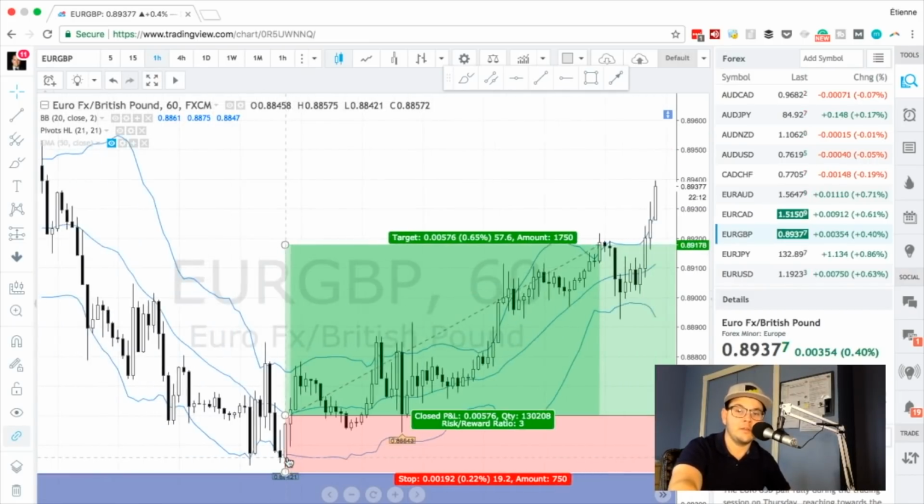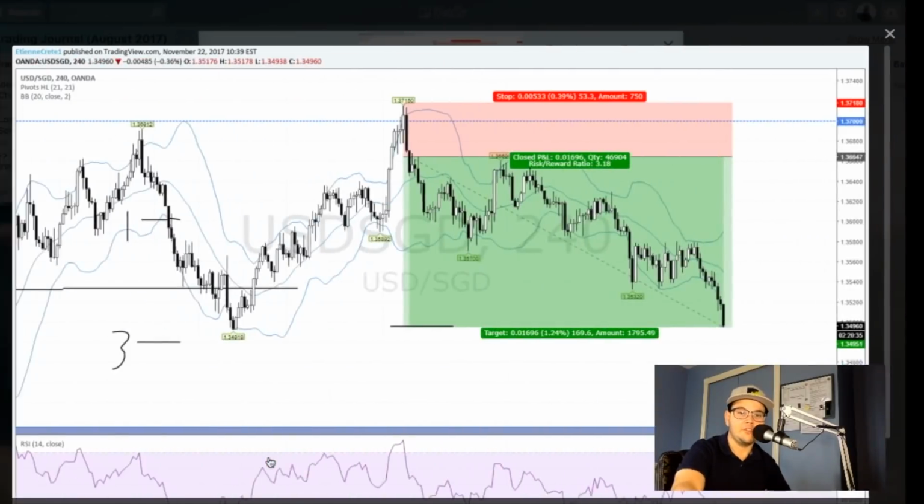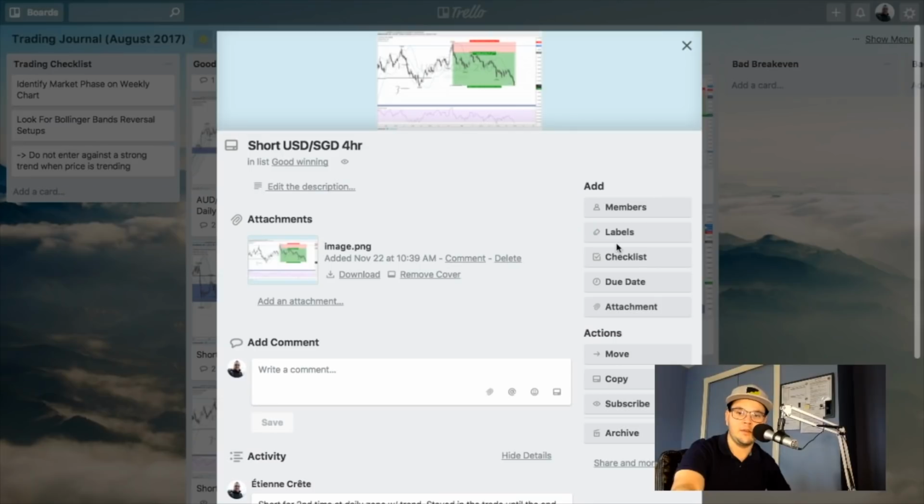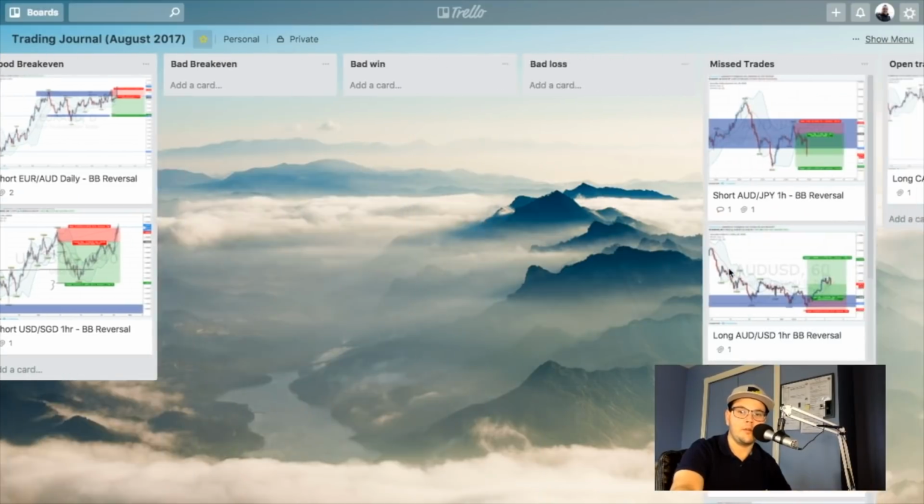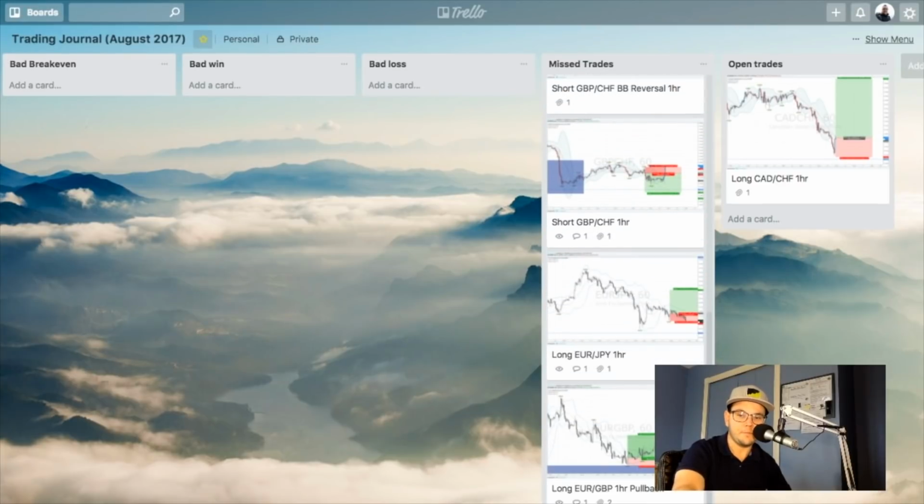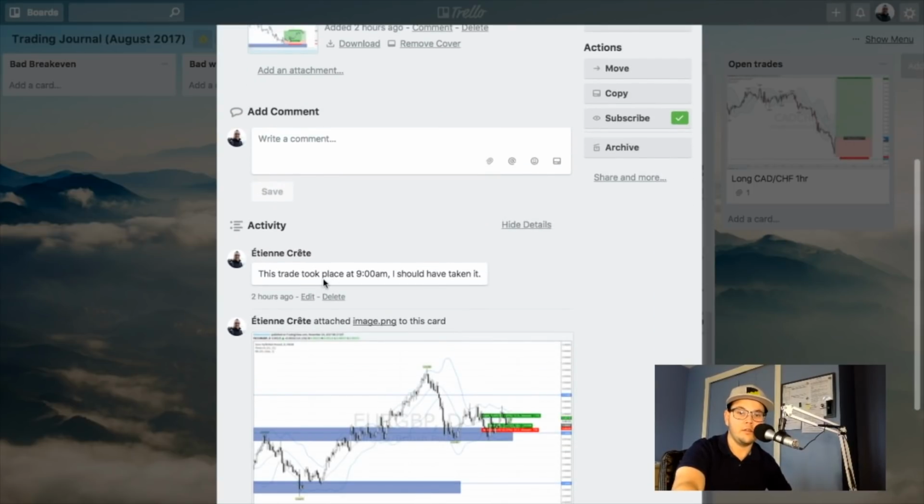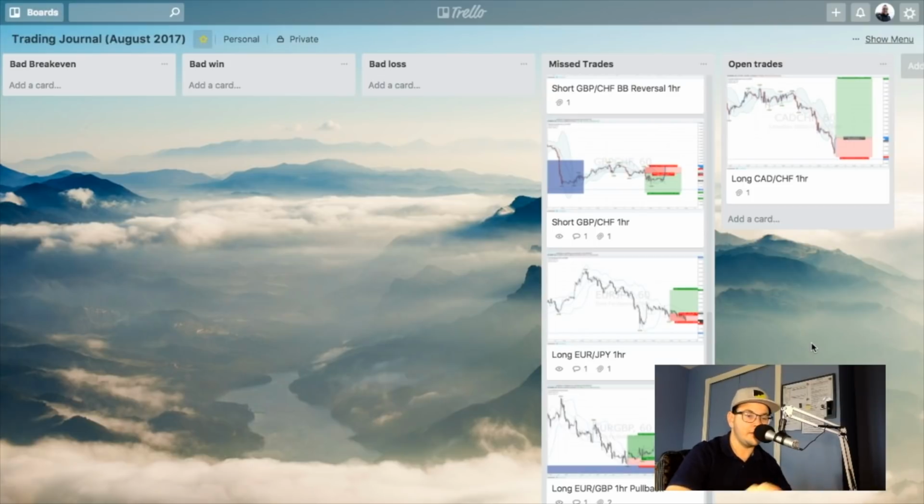I took note of it in my journal. No matter if it's a loser or winner, that doesn't matter, because you missed a trade. So I'm going to track both the winners and the losers I missed. They're going to be tracked in the trading journal in this part right here, missed trades, and I'm going to write why I missed them. Okay. So Euro GBP has been tracked here, a winning trade. I missed it. I wrote here, trade took place at 9 a.m. Should I have taken it? Okay, so everything is fine with that trade.